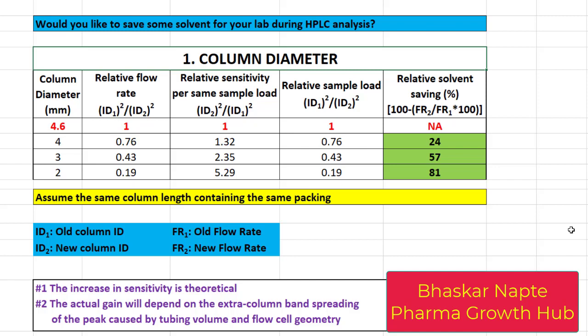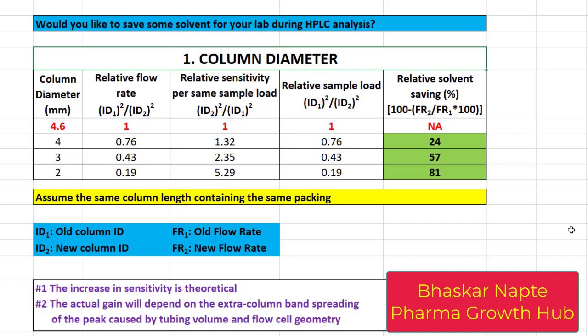The first point, let us talk about the column diameter. It is very obvious that the smaller the column diameter, the smaller the consumption of the mobile phase or the solvent. But I would like you to quantify this saving, so that you will be able to convince yourself and your team on using the small diameter HPLC column.